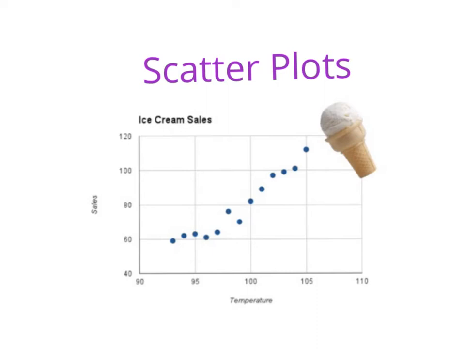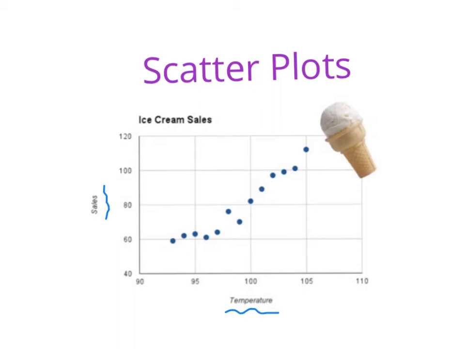Today's lesson is on scatter plots. Scatter plots are used when we want to see if there's a relationship between two variables. So in this example, we are collecting data comparing the temperature to the sales of ice cream. We're going to collect information on temperatures and then sales and see if there's a correlation between the two variables.